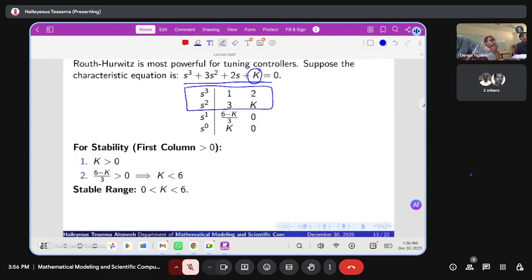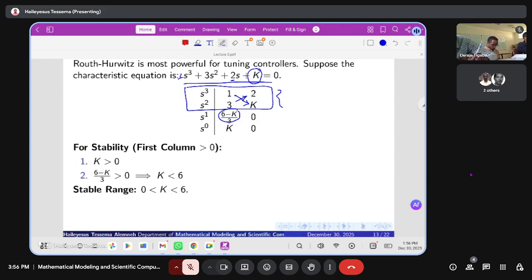In the first column, the first two entries are obtained from the characteristic polynomial. So a3 is 1 here, then we jump one, and the coefficient of degree 1 is a1, and the next one is 3, and jumping one, which is k. After that, this is obtained by 3 times 2 minus 1 times k, which is (6 minus k) over 3. And the other one is 0.